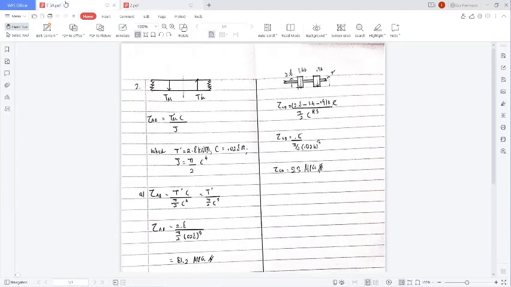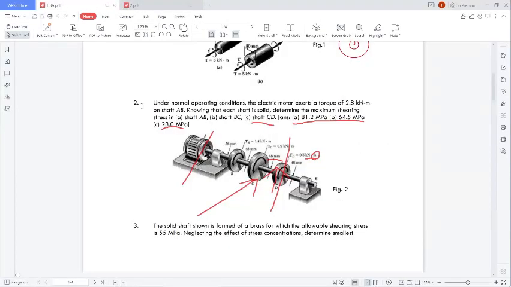I need to rewrite it again and remake it. But anyway, question 2: under a normal operating condition, the electric motor exerts a torque of 2.8 kilonewton meter on a shaft AB. Knowing that each shaft is solid, determine the maximum shearing stress in A. shaft AB, B. shaft BC, and C. shaft CD. Given the reference answer, that will be this value.